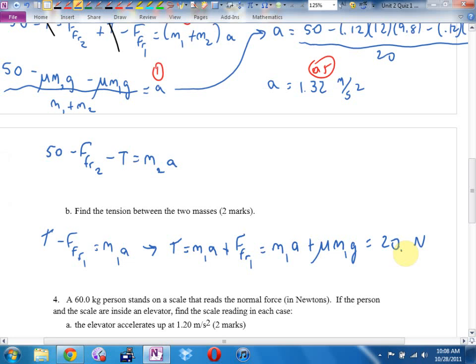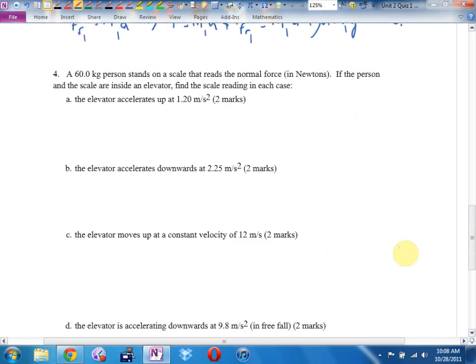Elevator questions. Okay. What does a scale read? I actually told you in the question. I won't on a test. I'll expect you to know that a scale does not measure mass. What did we say a scale measures? Normal force. A person and the scale are inside an elevator. Find the scale reading in each case.